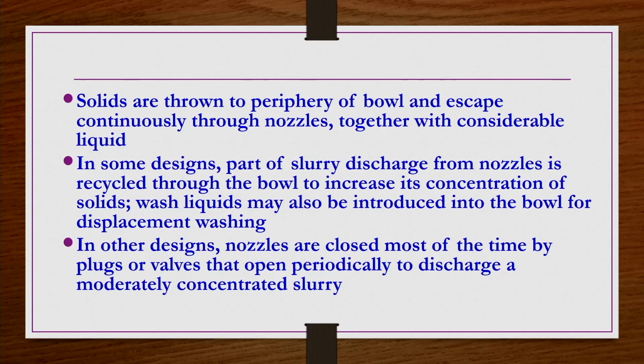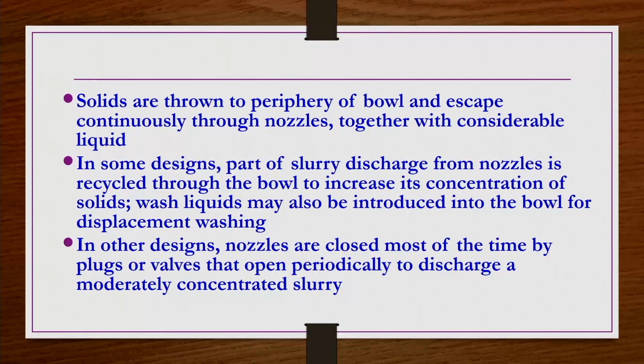So, through the nozzle not only are the solids being discharged, some amount of liquid is also being taken out. If you want dry solids, this liquid has to be drained off. Further, you can take this concentrated solid sludge and throw it inside this vessel again so that further separation of liquid can take place. A kind of recycling can be done. In other designs, nozzles are closed most of the time by plugs or valves that open periodically to discharge a moderately concentrated slurry. So, this is about the several types of centrifugal decanters.